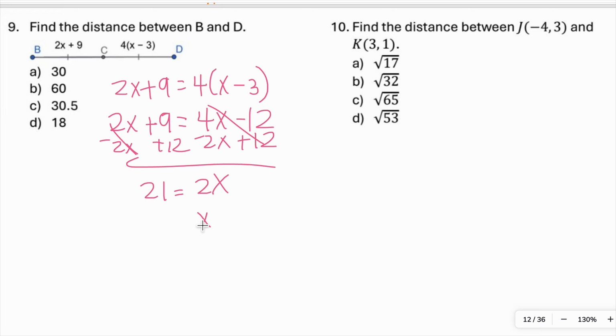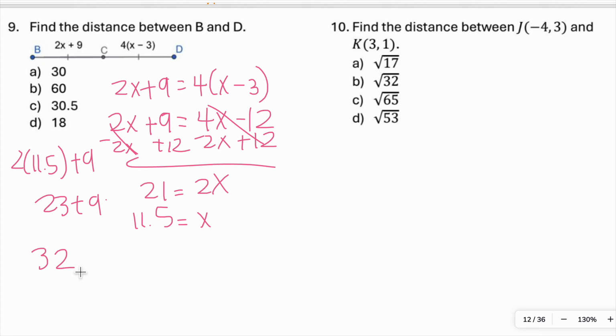So x is going to be equal to 11.5, and then BD is what I need to figure out. So I'm just going to find the side of one of them. 2 times 11.5 plus 9. 2 times 11.5, that's going to give me 23. And then 23 plus 9 is going to give me 32.